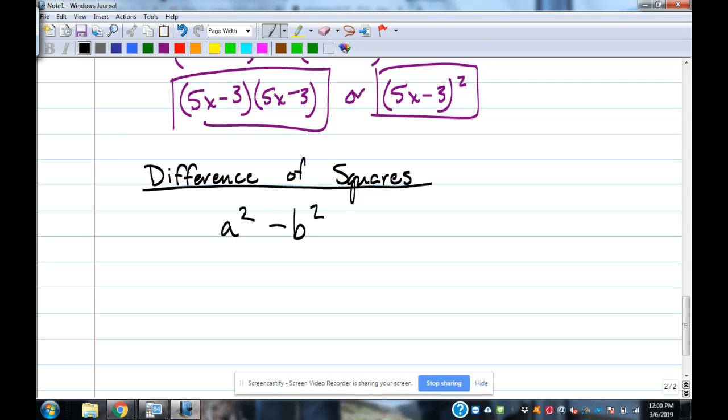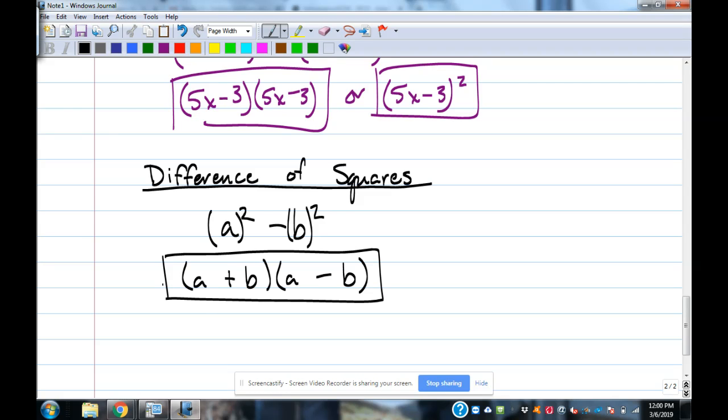If you can rewrite a problem to where you have something squared minus something else squared, you can take a shortcut on the factoring and factor it as a plus b and a minus b. Okay, so we're going to try to rewrite problems as something squared minus something else squared and be able to shortcut the factoring on that. Okay, let's take an example here.